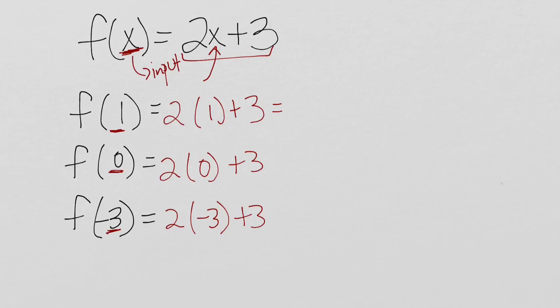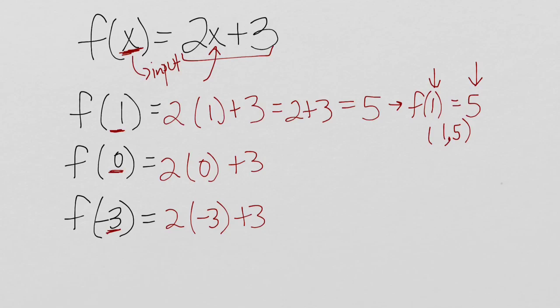So this first one, 2 times 1 is 2 plus 3 is 5. So we could write now that f of 1 equals 5. So I put in a 1, I got out a 5. So this is really the ordered pair 1, 5 if you wanted to write it as a point on a graph somewhere. Alright, same thing with this one. 2 times 0 is 0, plus 3 is 3. So this is really f of 0 equals 3, which again we could say is the input of 0, output of 3, and that be a point.